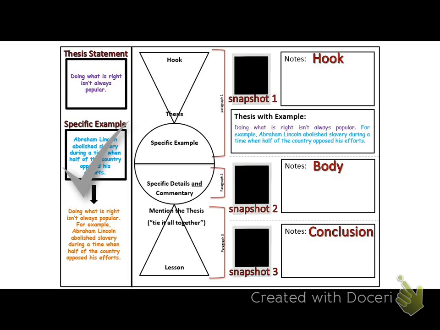Now then, what I need to do next is I've got to write my hook. The hook is also one of the most important items in your paper. It is said that graders only allow 90 seconds per essay.